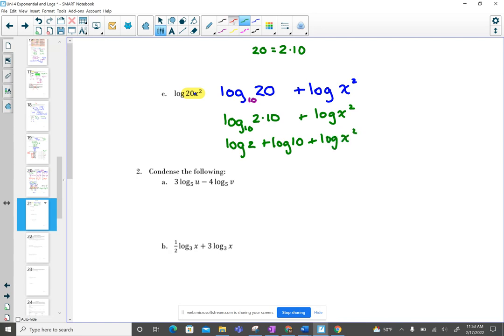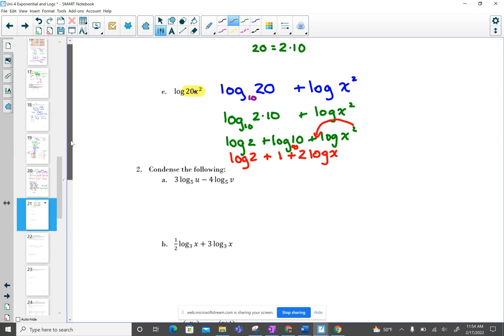Now the last 2 steps: log, because it has a base of 10, and 10 are inverse operations. So this would just become a 1. So this would be log of 2 plus 1. And then don't forget to drop this down low in front to get 2 log of x. Okay, so that one was kind of a trickier one. Like I said, that would have to be a multiple choice because I wouldn't expect you to know to separate the 20 into 2 times 10.